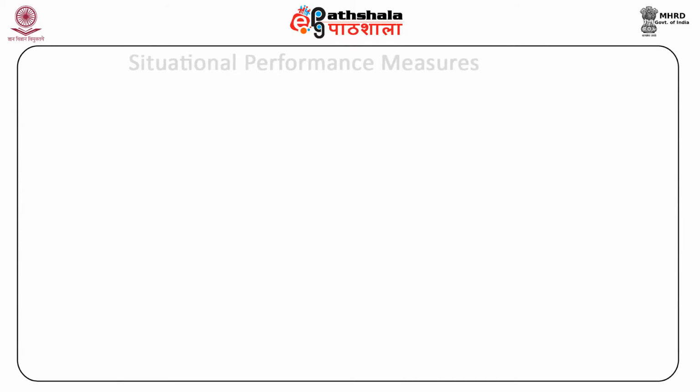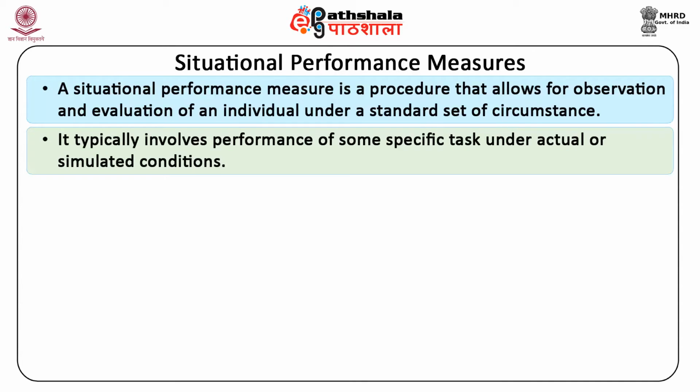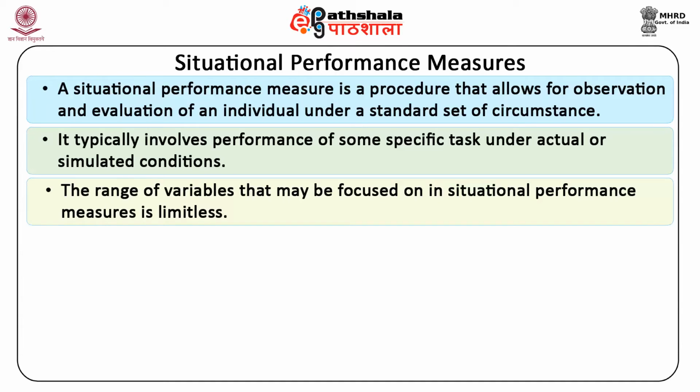Situational performance measures. A situational performance measure is a procedure that allows for observation and evaluation of an individual under a standard set of circumstances. It typically involves performance of some specific task under actual or simulated conditions. The range of variables that may be focused on in situational performance measures is limitless.